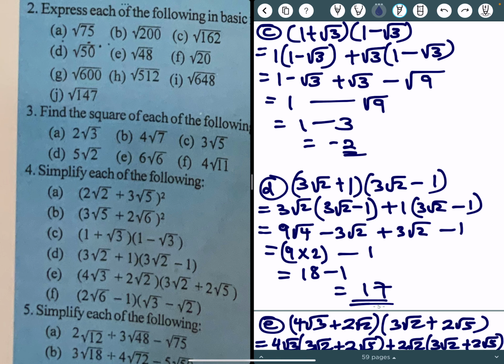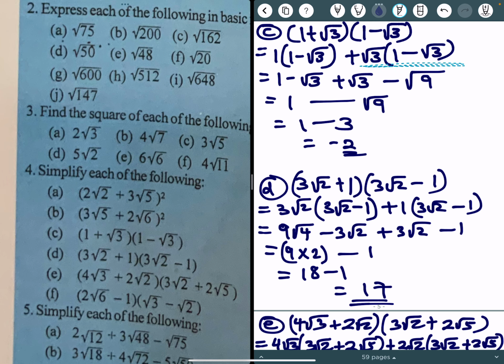Exactly. So question C is the same: 1 plus root 3 times 1 minus root 3. I'll take this one, write it down, put the second bracket in front of it. That's 1 times 1 minus root 3. The same way, I'll take the second term in this bracket, which is root 3, then put 1 minus root 3, the second bracket, in front of it. So I have 1 times 1 minus root 3 plus root 3 times 1 minus root 3.